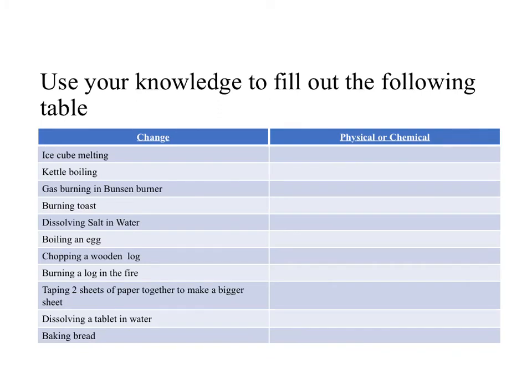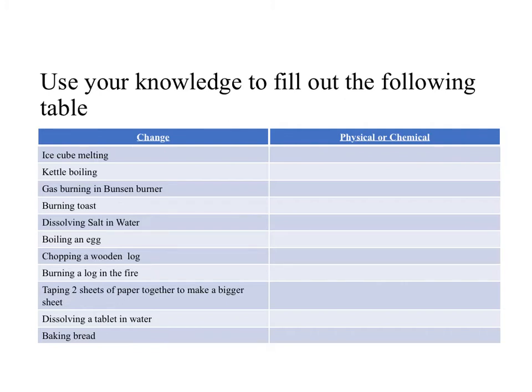So here we have an activity that I'm going to get you to do. I want you to use the knowledge that you have now about physical and chemical changes to try and classify each of these changes here as being a physical or a chemical change. It'll probably take you a few minutes to do it. Try and slow down and make sure you're thinking about them. Has a new material actually been formed? If it has, then we call it a chemical change. If it hasn't, we call it a physical change.